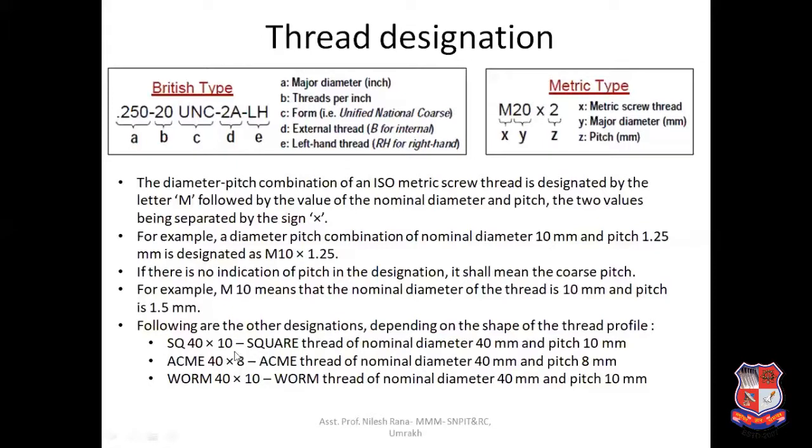SQ 40 by 10 means the square thread of nominal diameter 40 mm and pitch 10 mm. Acme 40 by 8 means acme thread of a nominal diameter 40 mm and pitch 8 mm. And worm 40 by 10 is worm thread of a nominal diameter 40 mm and pitch 10 mm. So this is the thread designation of the screw. By this you can identify any kind of screw thread.